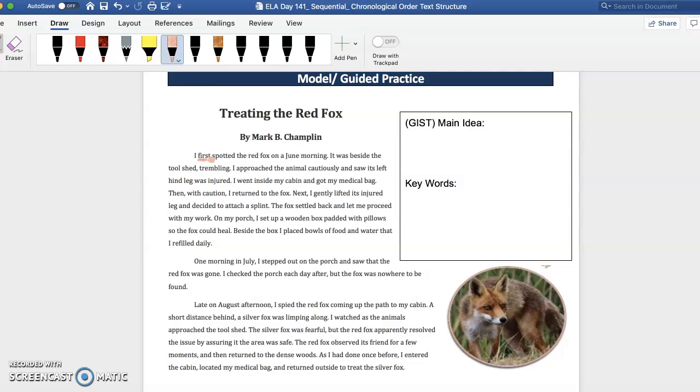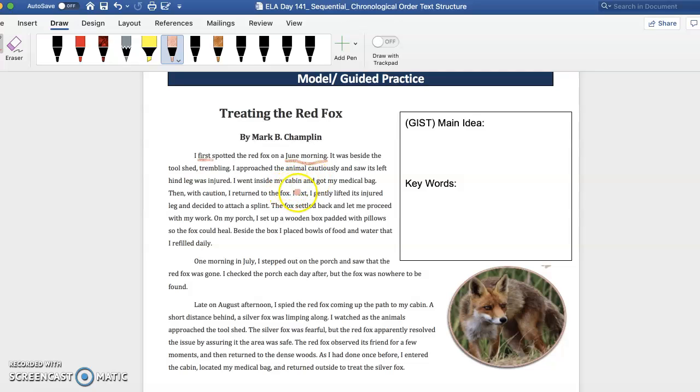I first spotted the red fox on a June morning. Okay, so June morning is actually another keyword because it is like a date or a month, right? It was beside the tool shed trembling. I approached the animal cautiously and saw its left hind leg was injured.